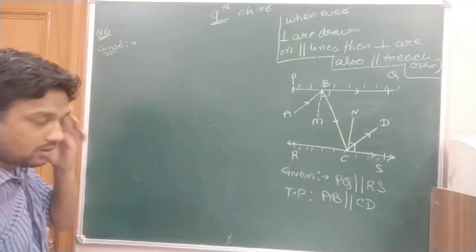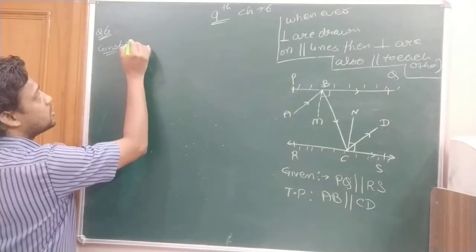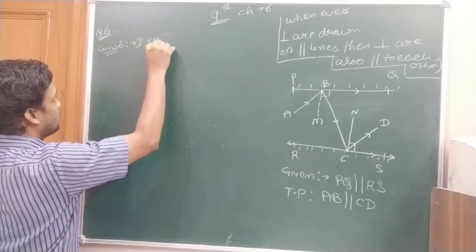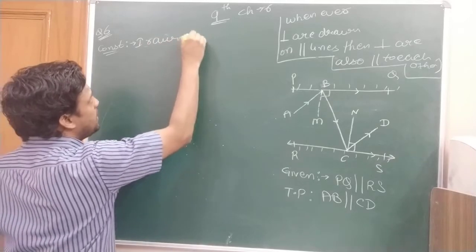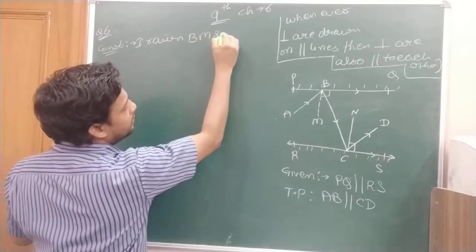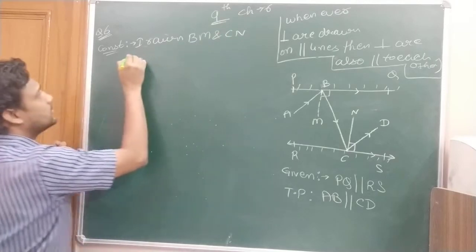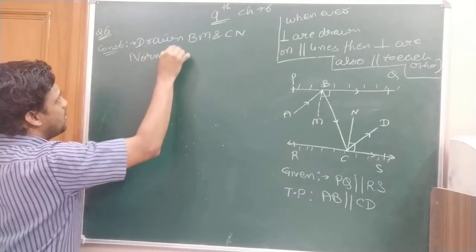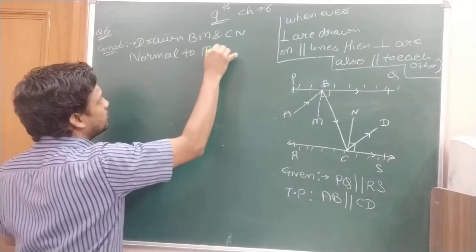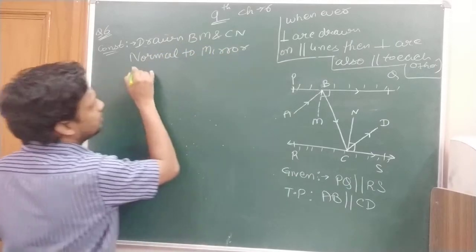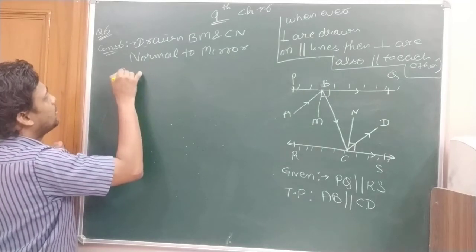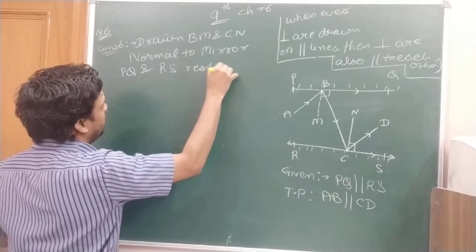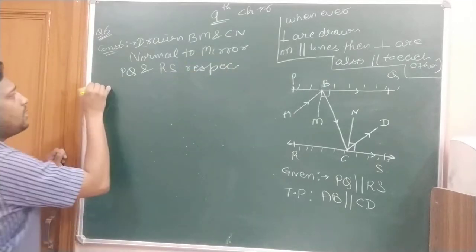Okay. Now, construction. In the construction we have drawn BN and CN normal to the mirrors PQ and RS respectively. Now proof.